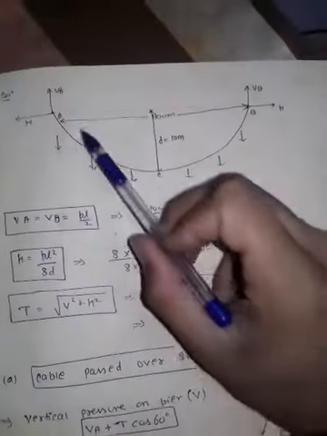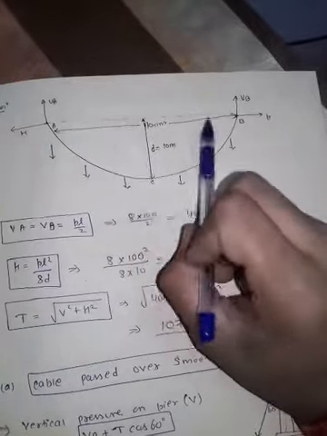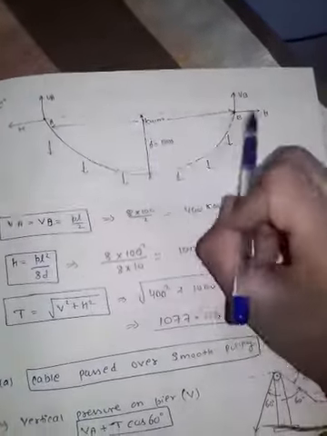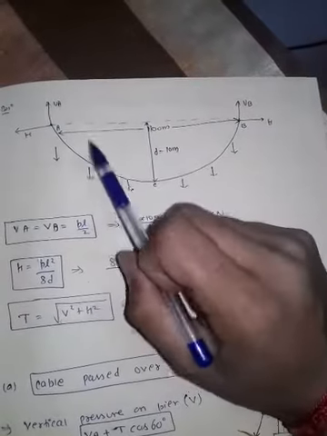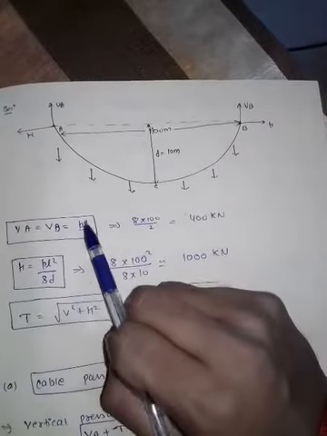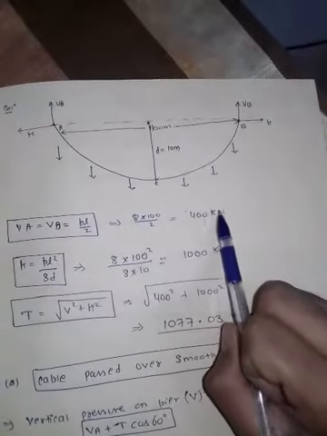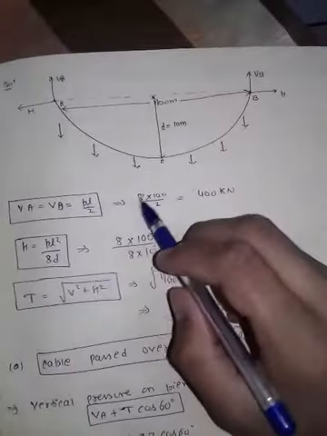We make the figure. The dip is 10 meter and the horizontal span is 100 meter. This is the vertical reaction at supports A and B, and this is the horizontal thrust. First we have to calculate VA and VB, the horizontal thrust and the total tension in the cable. VA and VB is equal to PL by 2 for the UDL load. It is 8 multiplied by 100 by 2, equal to 400 kilonewton, because the UDL is 8 kilonewton per meter, so P is 8.